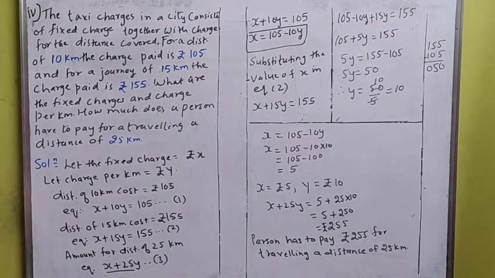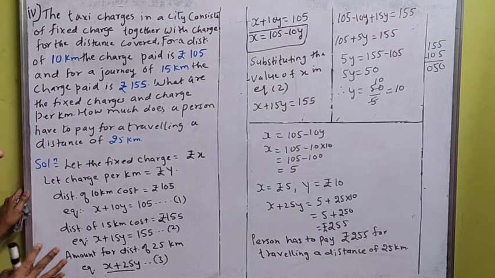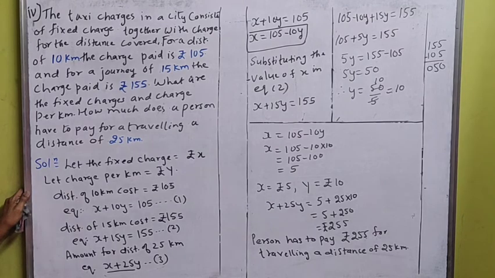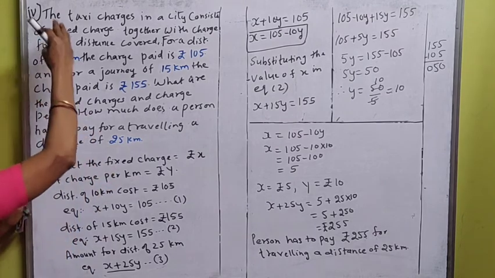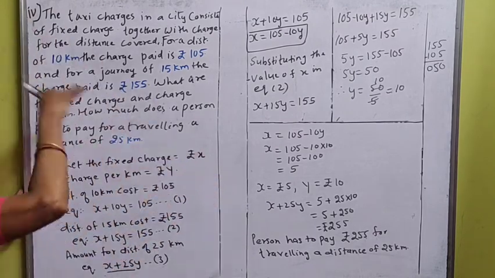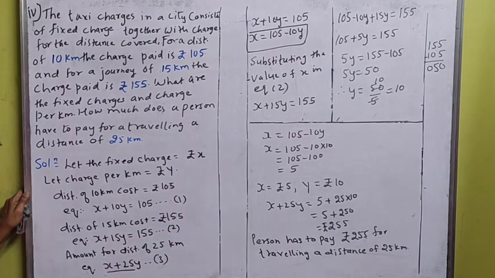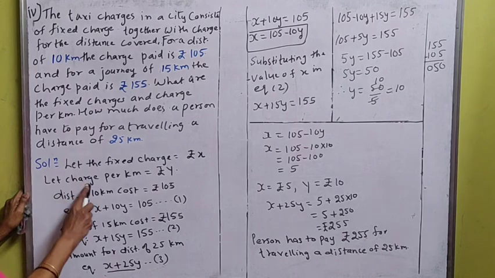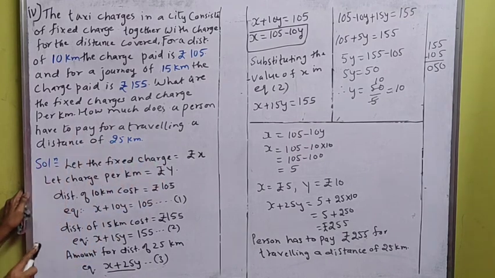Once again I will explain to you. This is regarding a taxi. You know that in the cities taxis are there. You can hire the taxi. In a taxi, there is a fixed charge and there is a charge per kilometer. Here we don't know the fixed charge or the charge per kilometer, so we are going to suppose it. Let the fixed charge be rupees x and let the charge per kilometer be rupees y.